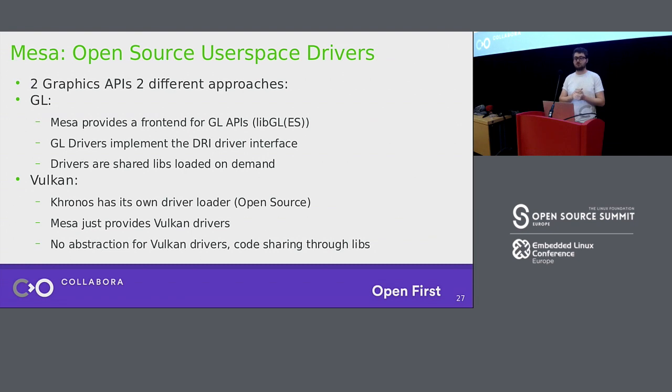So we have a solution for open source drivers in Linux, which is called Mesa. And depending on the API you want to implement in this library, in this middleware, you will have two different approaches. The one for GL is to try to abstract the GL calls, define a standard driver interface, and then pass all the calls to the specific driver. And for Vulkan, it doesn't work like that, because Khronos has its own driver loader and its own driver abstraction layer. So all that's implemented in Mesa for Vulkan are actually just the drivers and nothing abstracted for the API itself. And for code sharing, they just use libs, so a few helpers which help factorizing some code, but that's all. There is no abstraction.